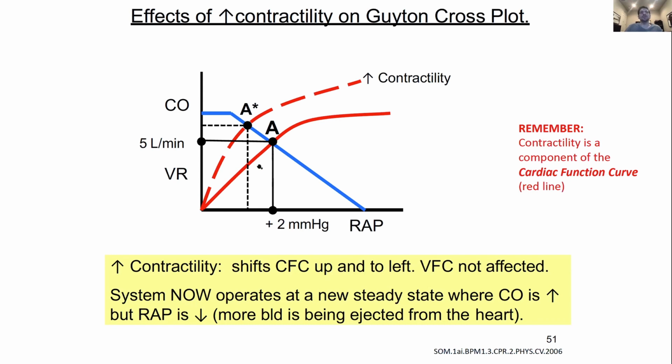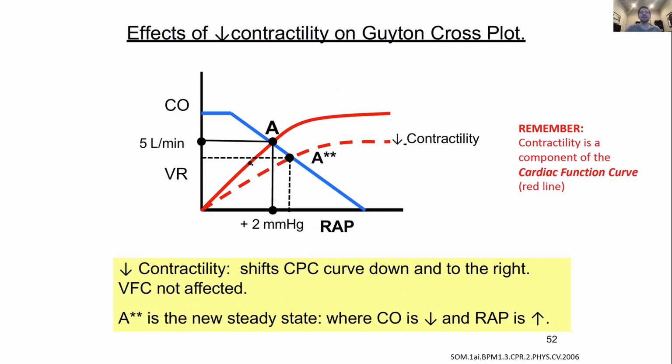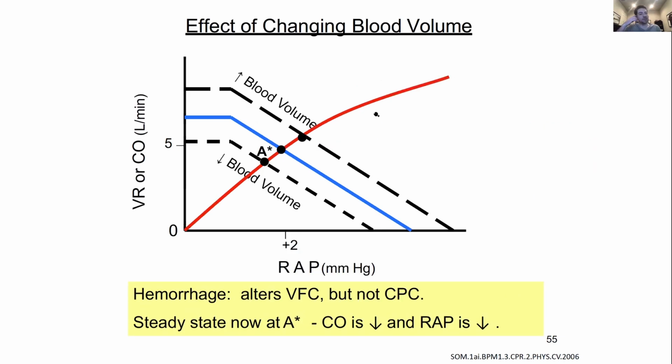So the main thing here is to remember that contractility, if they talk about it, is a component of the cardiac performance curve, okay? The red line. Decreasing contractility is similar. There's a consequence here, right? When we plot it, it's not at 2. Blood volume, first question, what curve is blood volume a component of? Remember, we said it was a component of the vascular function curve. Okay, so if we increase blood volume, these black lines correlate to the blue line, right?